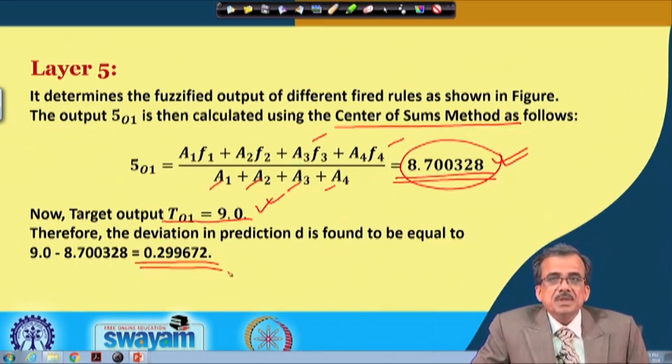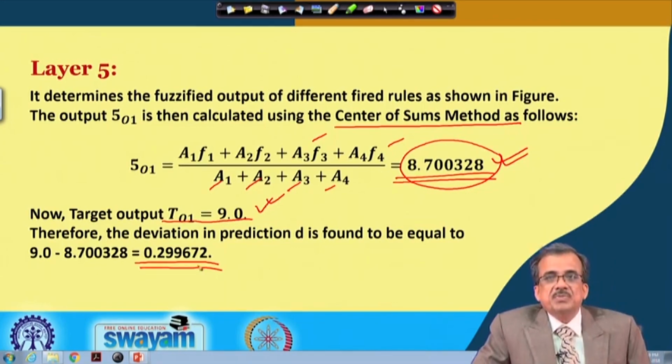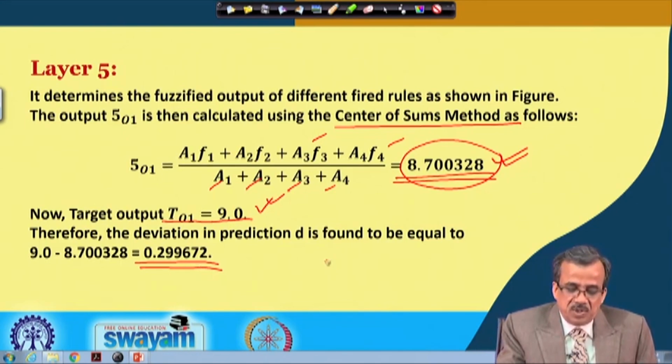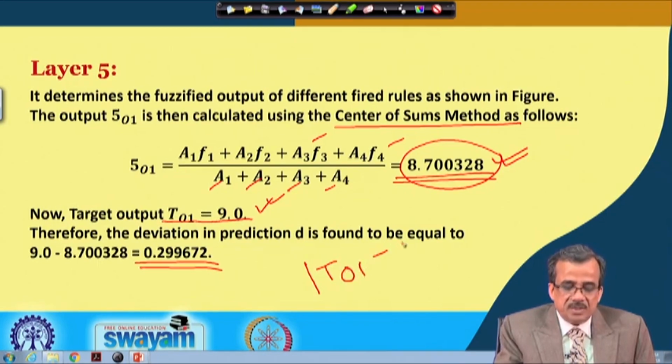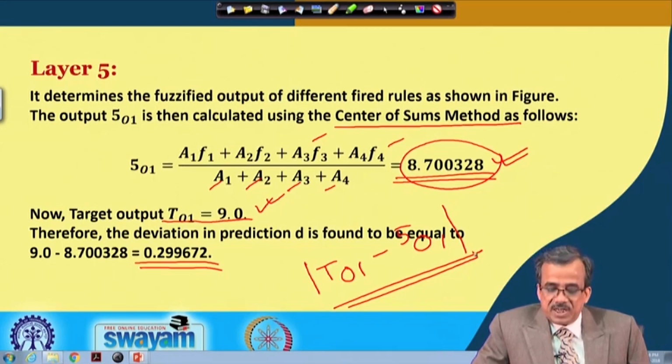So, we compare this calculated value with the target value and try to find out the deviation. Now, this deviation could be either a positive value or a negative value, but here fortunately we are getting a positive value, though it could be negative also, and that is why it is better to find out the mod value of the difference between TO1 and O51. So, we can find out the mod value of this deviation. Now, based on this mod value, this error we will have to propagate back for further modification of the network.